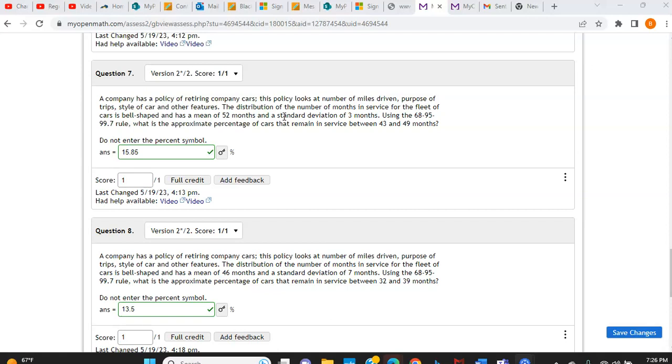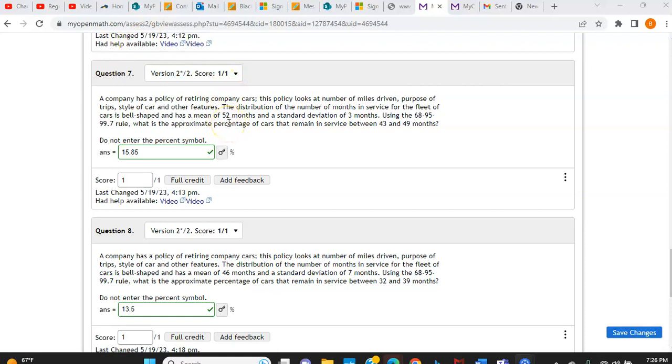A company has a policy of retiring company cars. This policy looks at numbers of miles driven, purpose of the trips, style of the car, and other features. The distribution of the number of months in service for the fleet of cars is bell-shaped and has a mean of 52 months and a standard deviation of 3 months. And we're going to use our empirical rule to figure out the approximate percentage of cars that remain in service between 43 and 49 months.